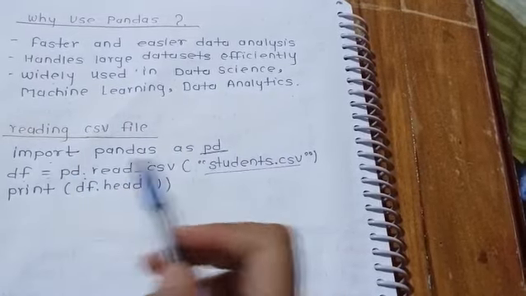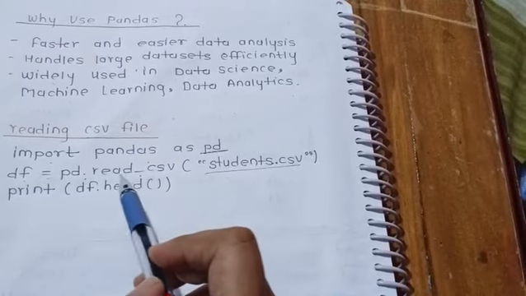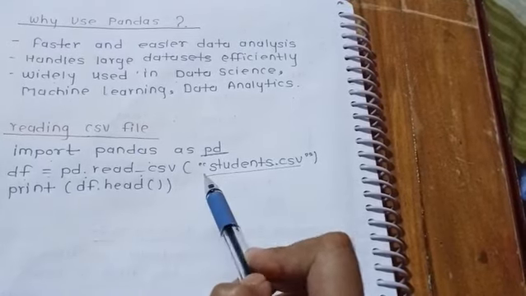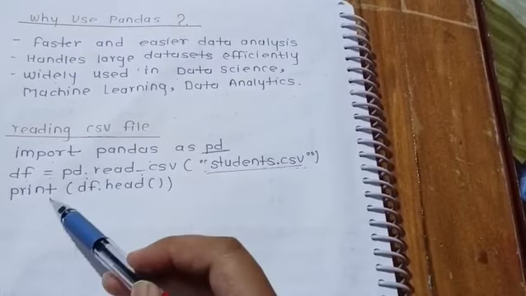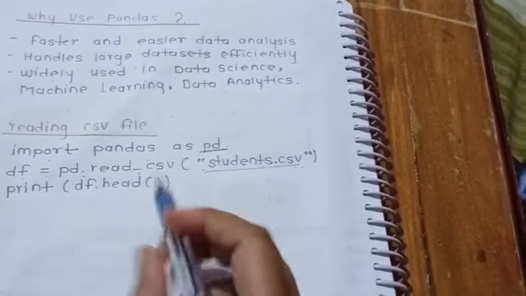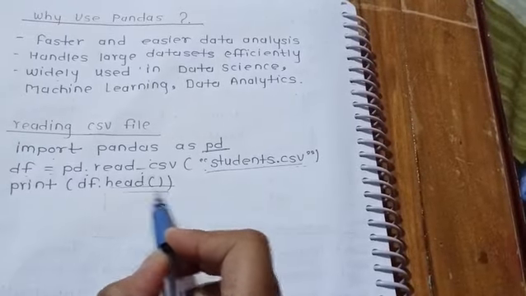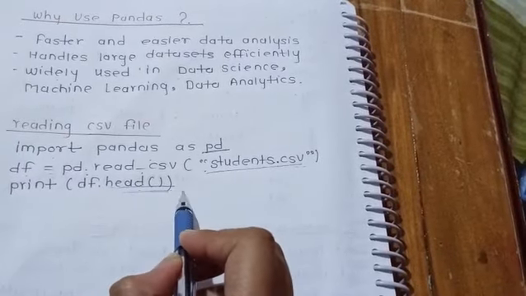Import pandas as pd. df is equal to pd.read_csv. So this is the CSV file with the .csv extension. Print df.head. It is a function. It prints the first 5 rows of the CSV file.